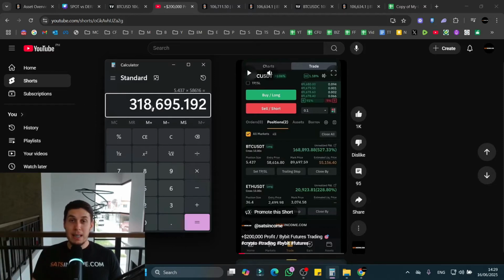Because this is the position size after the leverage. Before the leverage, if we divide this by 10, because I used 10x leverage, we come up with the actual amount of capital that I put in this specific trade. I put just slightly below $32,000. So with 31K, I made that much. Not that bad, right? But again, this was possible because of the leverage. Without the leverage, if I just entered a $31,000 position size, I was still going to make a decent profit, 16-17K, but it's nowhere near this.